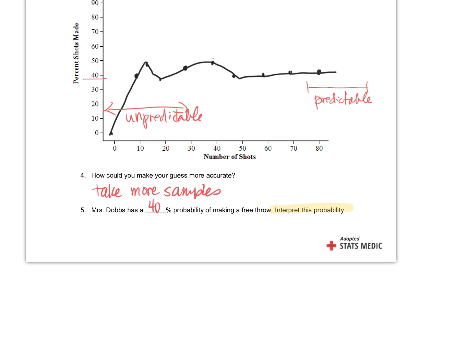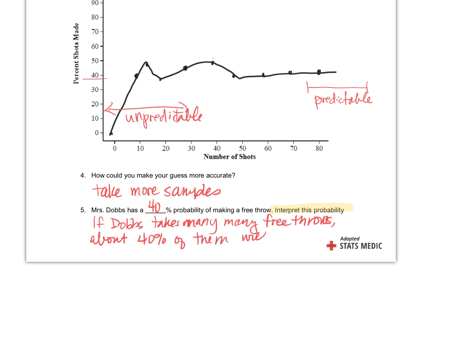Use the highlighter. If Dobbs takes many, yes, we do many free throws, about 40% of them will be makes. If Dobbs takes many free throws, about 40% of them will be good.